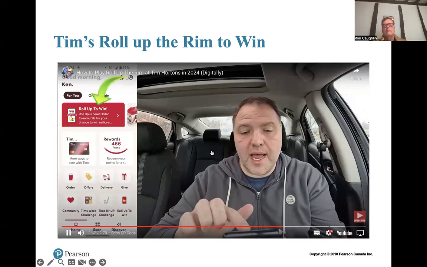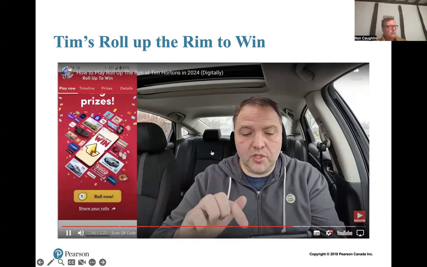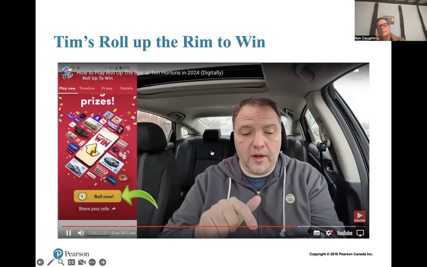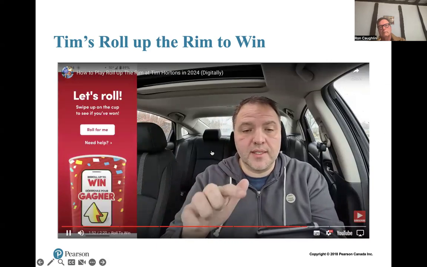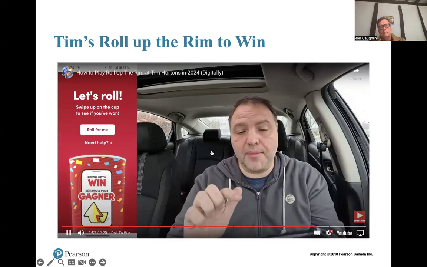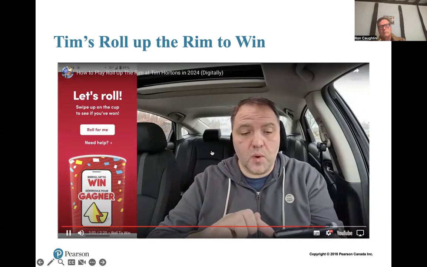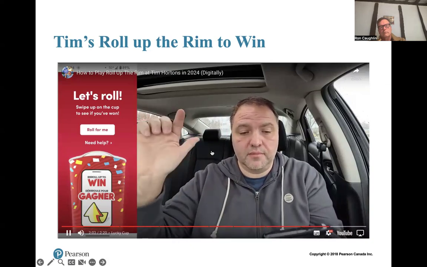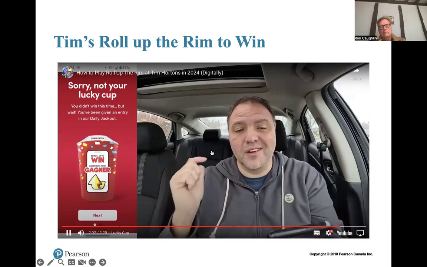So at the top again, we'll tap on the roll to win button. And in here now, it shows me I have one roll there in the yellow section. We'll go ahead and tap on that. It says, let's roll, swipe up on the cup to see if you've won, or you can tap the roll for me button. So on the cup here, we're going to swipe up just with our finger. And it's going to roll up for us. It says, sorry, not your lucky cup.